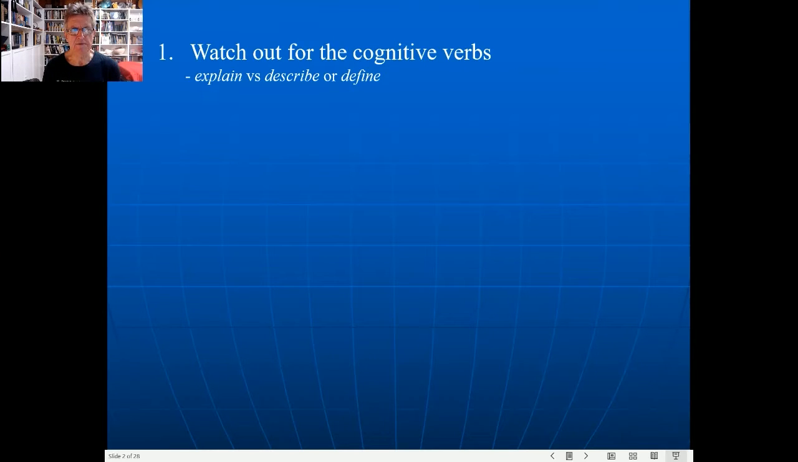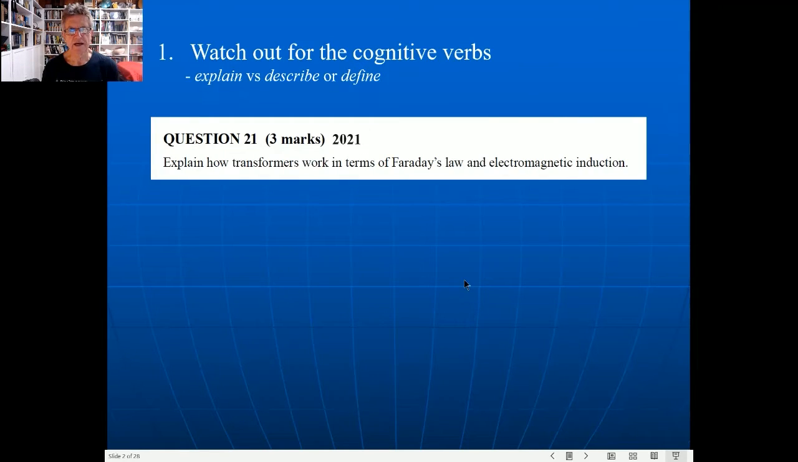Now here's an example of a good question that does that. This is out of the 2021 physics paper. And it said, explain how transformers work. So the cognitive verb is explain, how transformers work, and the question has given students an idea that it has to be in terms of Faraday's law and induction. Okay, so you've got to explain and you've got those two terms. So explain is a little bit different to describe. A lot of students here lost marks because they were describing rather than explaining. So let's have a look.